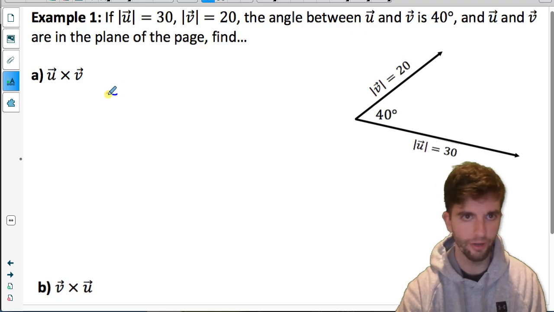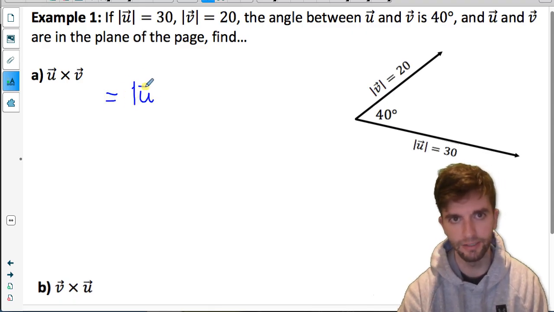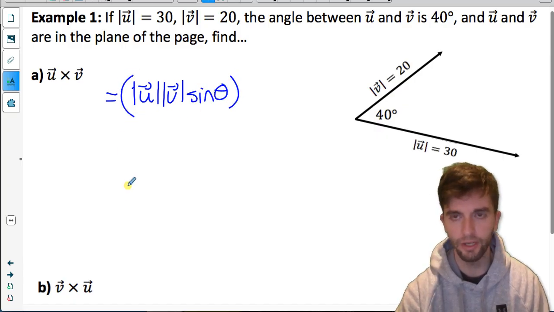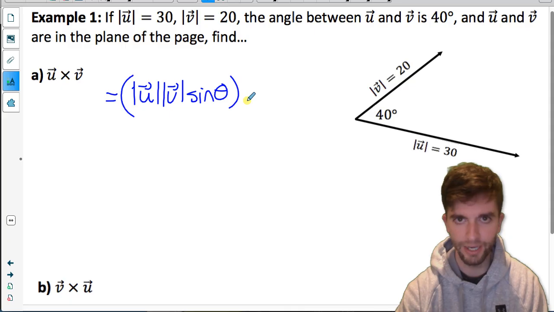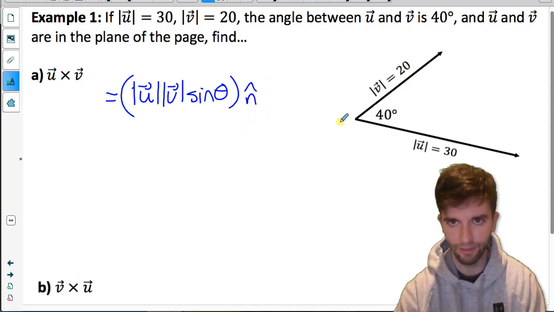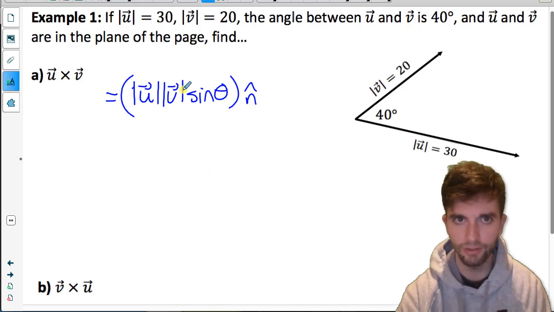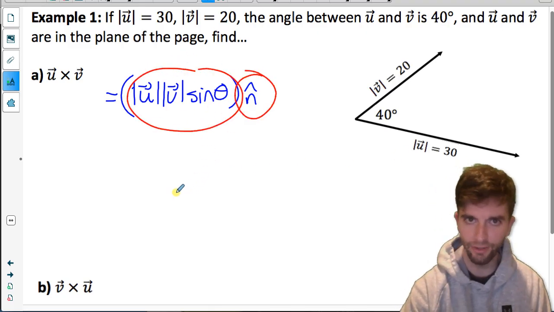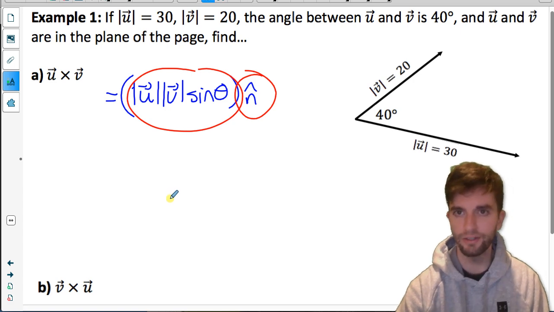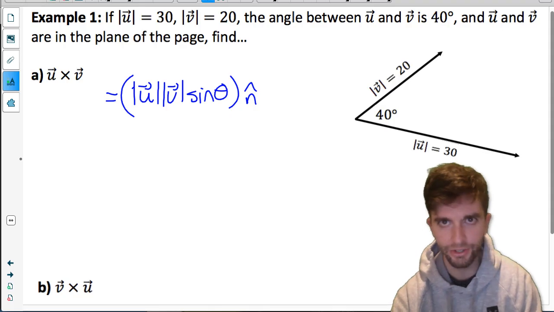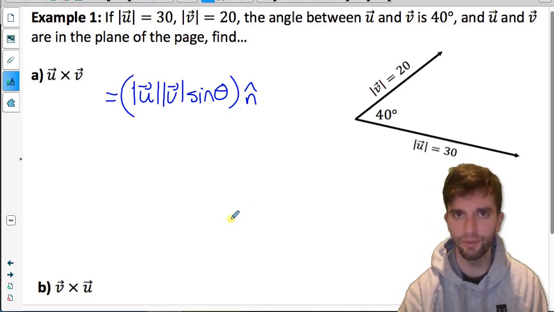So the formula for u cross v that we just learned is equal to the magnitude of u times the magnitude of v times sine theta. That's the magnitude of the cross product. And then we also need the direction. It's multiplied by unit vector n. That means a vector of length 1 that is perpendicular to both of those. So this is the magnitude, and by multiplying it by that vector there, we're not changing its magnitude, we're only giving it a direction that is perpendicular to both u and v. And we can describe that direction as either into or out of the page.